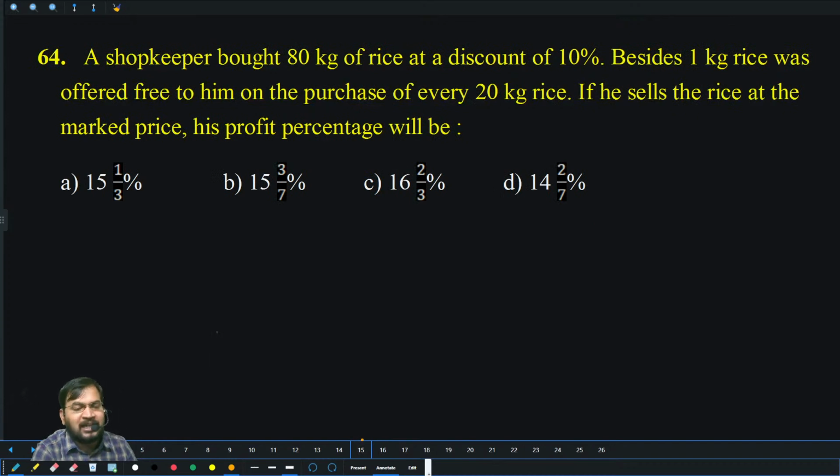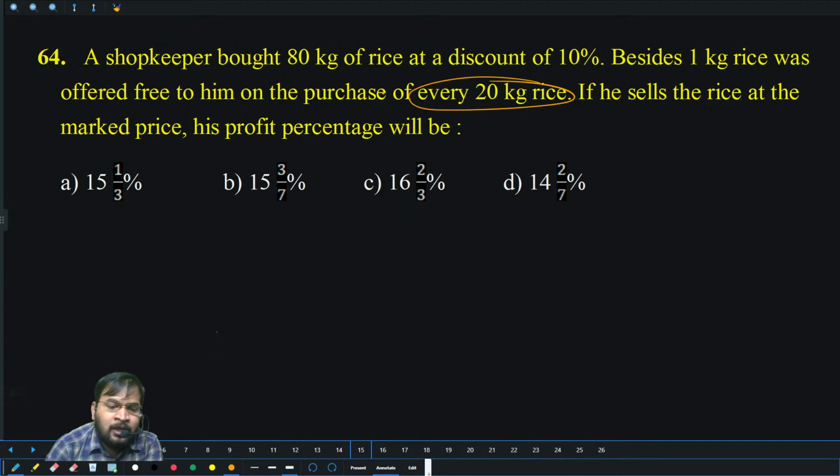A shopkeeper bought 80 kg of rice at 10% discount. Besides, 1 kg was freely offered to him on the purchase of every 20 kgs. If he sells the rice at the market price, what will be the profit percent? I assume 1 kg as 1 rupee. Then 80 kg is 80 rupees.